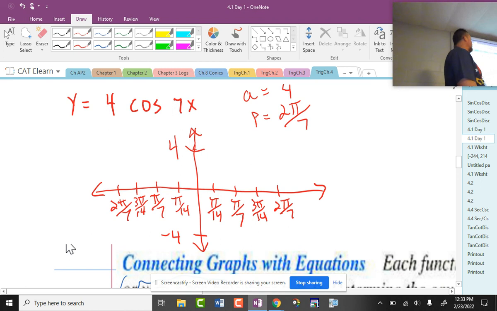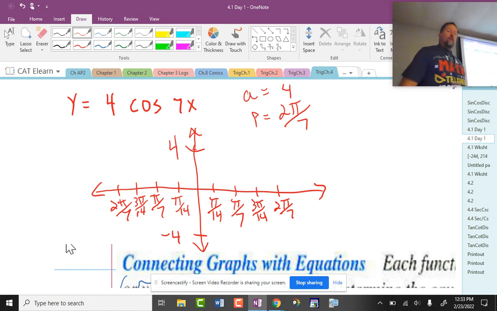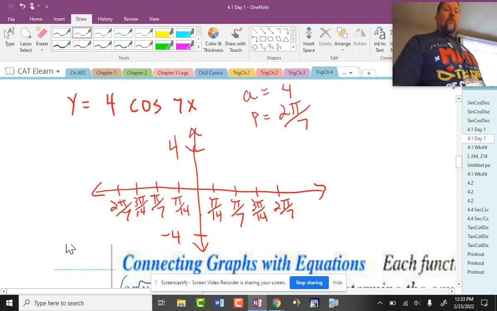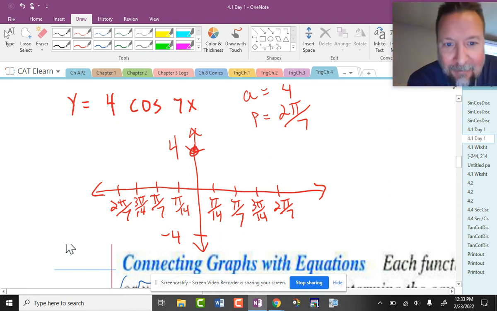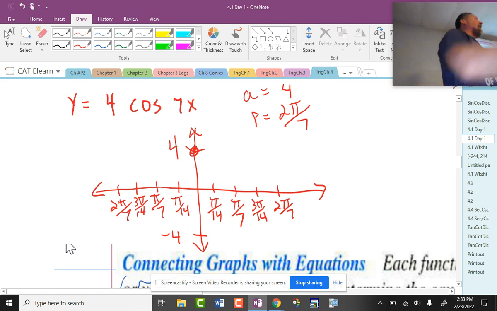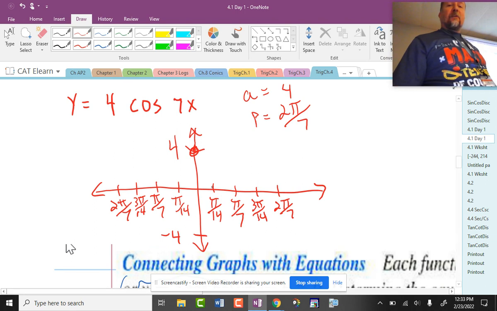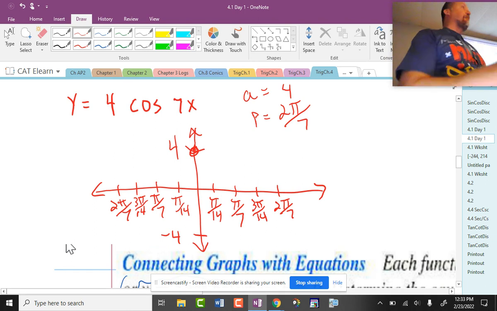Just make sure. Okay, and then it's a cosine. So it's a cosine kid. This is the first thing I'd ask you. 0, comma. Is it 0, comma 4, 0, or -4? 3, 2, 1, go. It's the high point. So we're up here. Next thing, what's pi over 14, comma 4, 0, or -4? 3, 2, 1, go. 0.